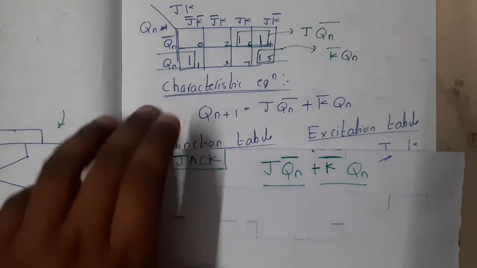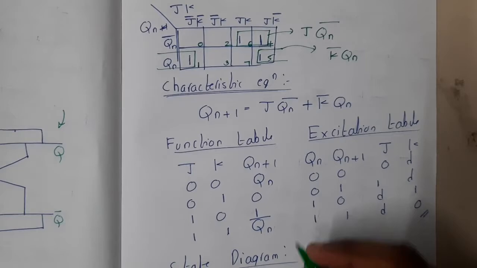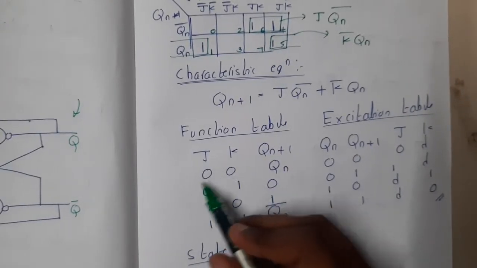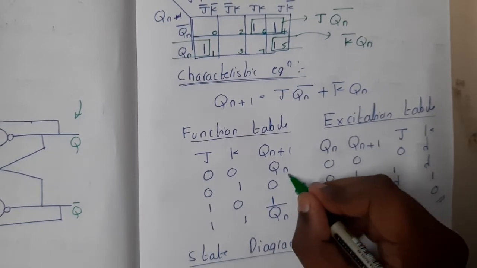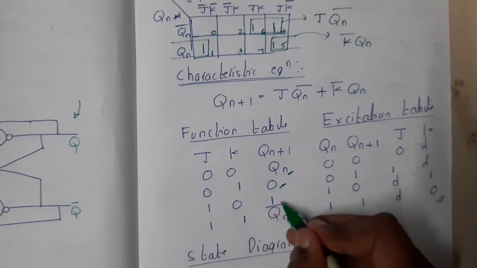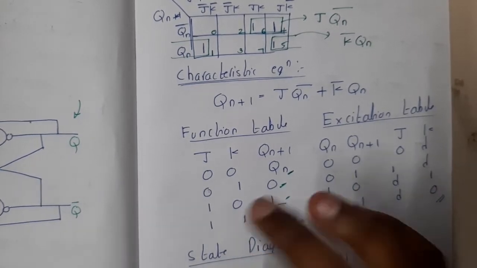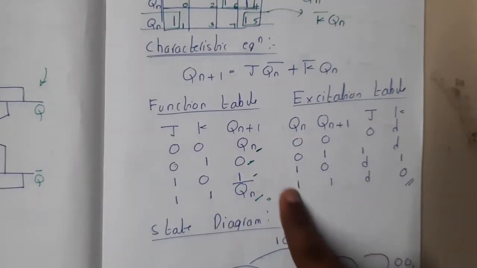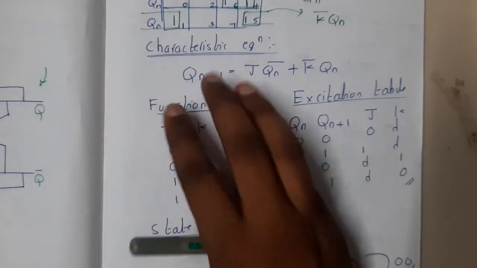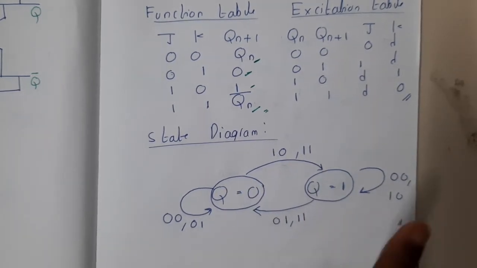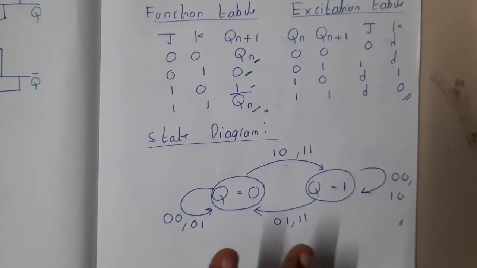Using the same concept as before, you can fill the functional table by observing the truth table, guys. Whenever J and K are both zeros, it works as memory. With 0 1 it resets, and with 1 0 it sets. At 1 1 it works as a toggle, which is nothing but the complement of Qn. Coming to the excitation table, it will look in this way. Based on the function table, you can draw the state diagram. When Q equals 0 and Q equals 1, it will swap between themselves. So this is a simple explanation of the JK flip-flop, guys.